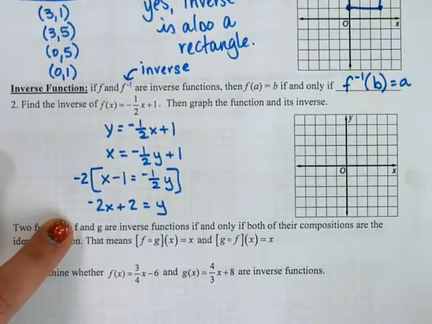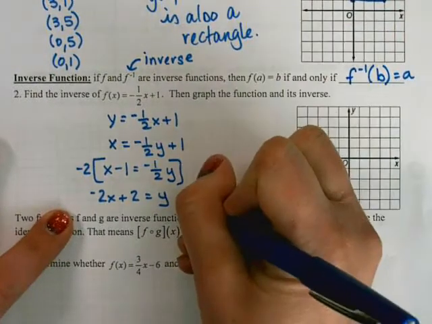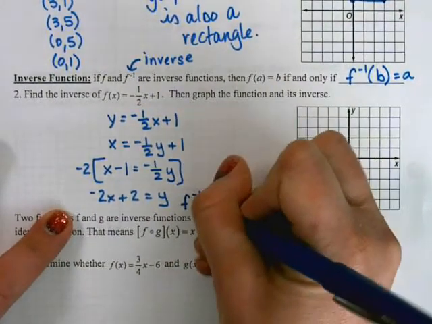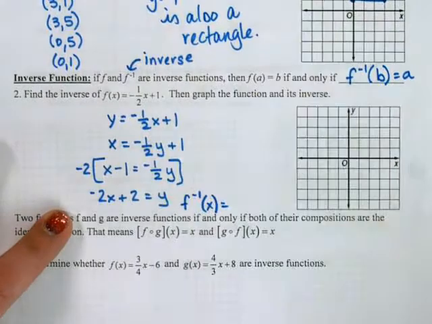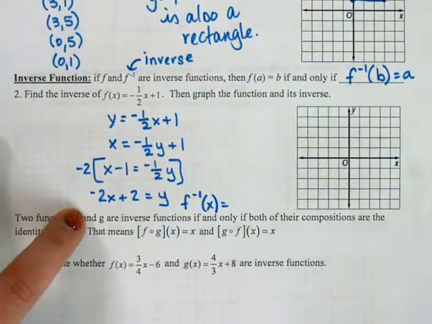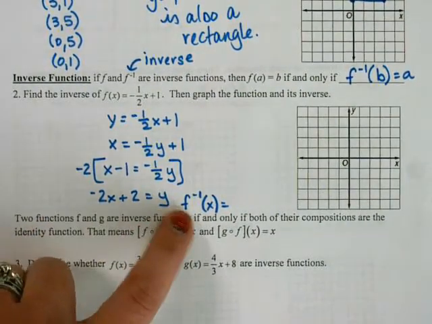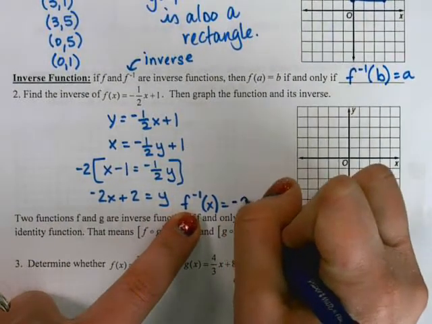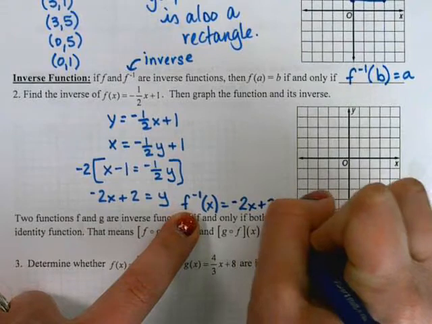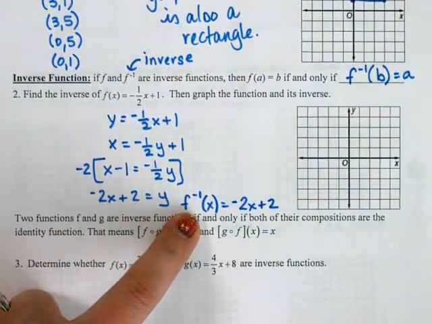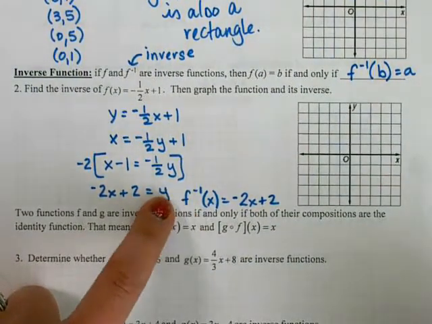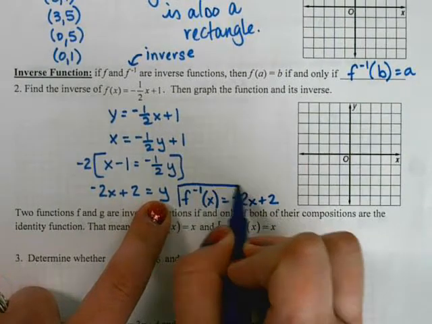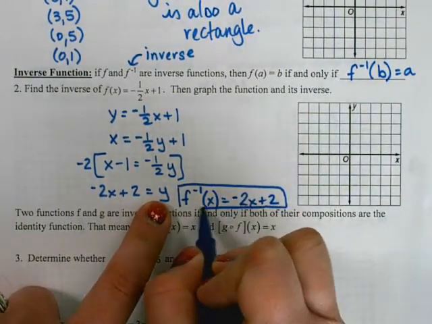And then just for the sake of correct mathematical notation, I'm going to replace the y with the inverse. So the inverse function of f of x is negative 2x plus 2. That makes sense? So I just replaced the y. Remember, f of x is fancy y. So I went back to fancy.